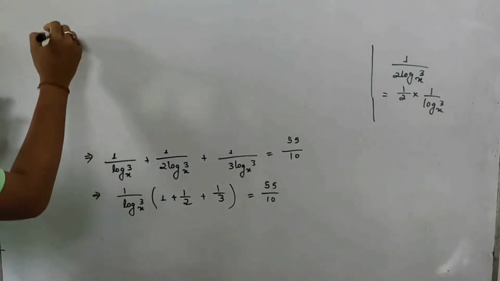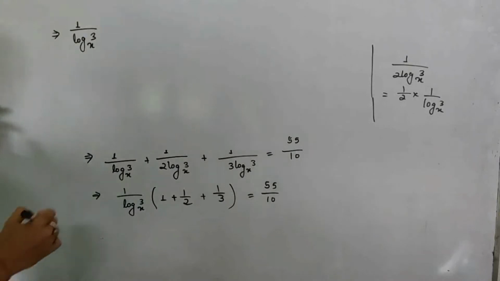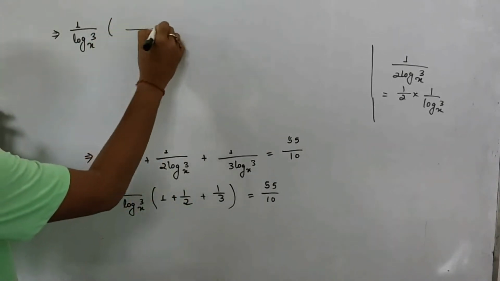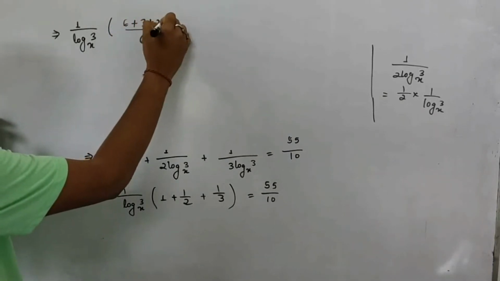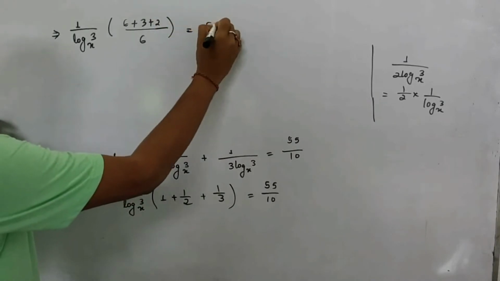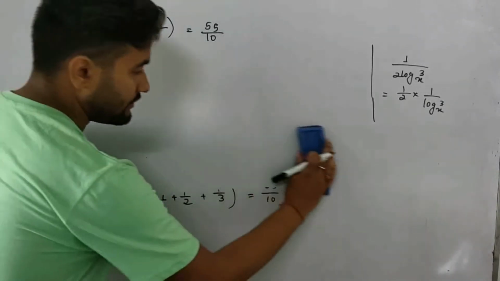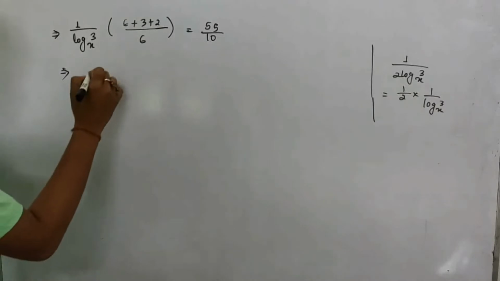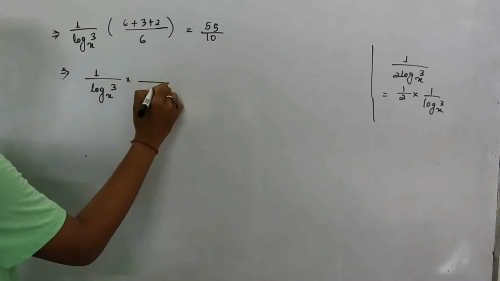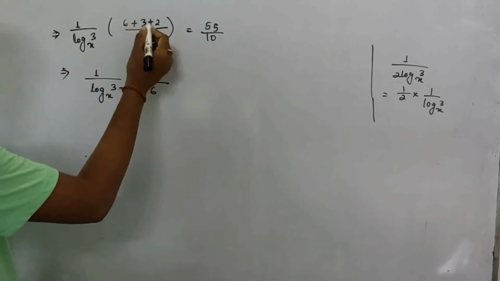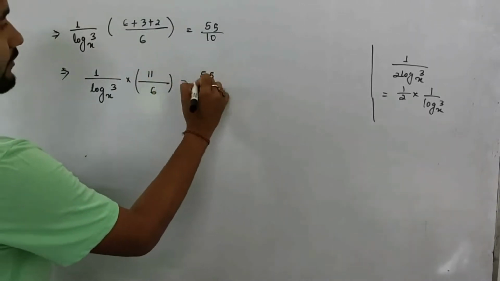So take the LCM, which implies 1 by log 3 base x, and over here what is the LCM? 6. So over here 6 1 just 6, 2 3 just 6, 3 2 just 6 is equal to 55 by 10. So which implies 11 by 6 will be equal to 55 by 10.